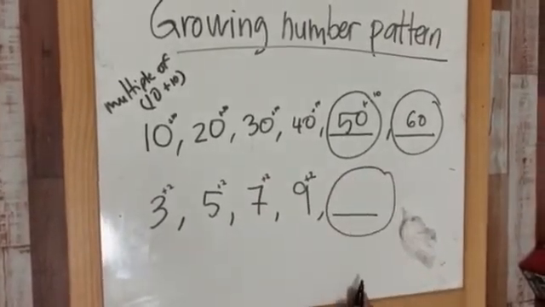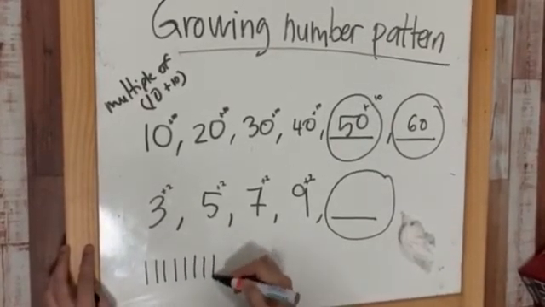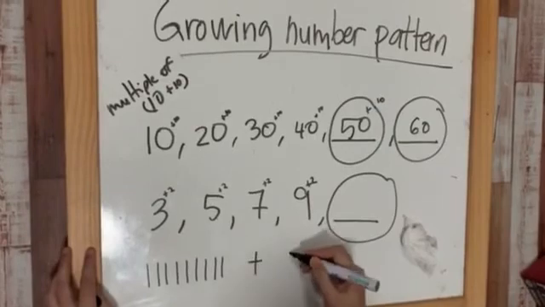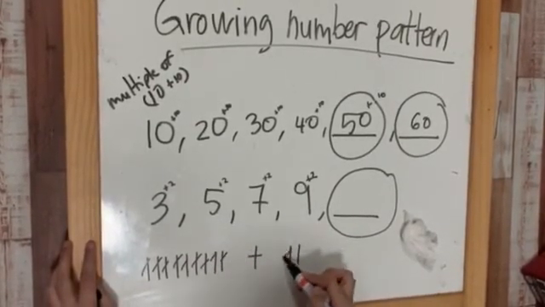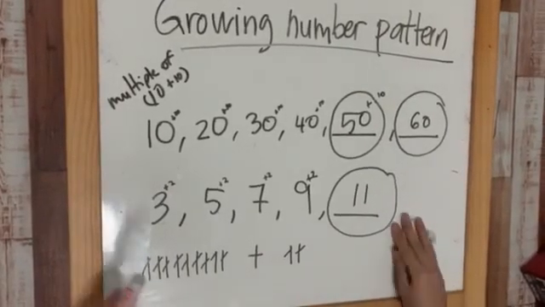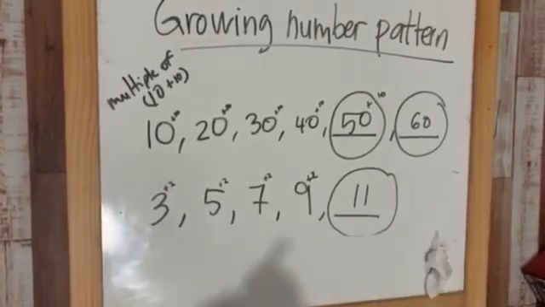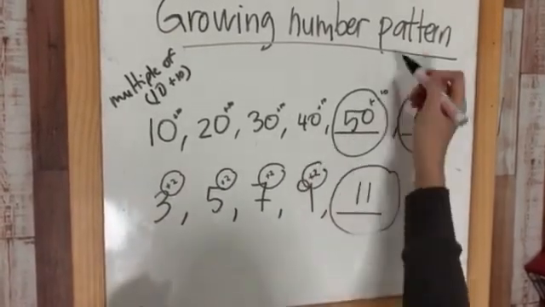So what is the number actually? 9, then count 1, 2, 3, 4, 5, 6, 7, 8, 9, plus 1, 2: 10, 11. So the answer is 11. Okay? Simple as that. Just that the number will be different according to the pattern.